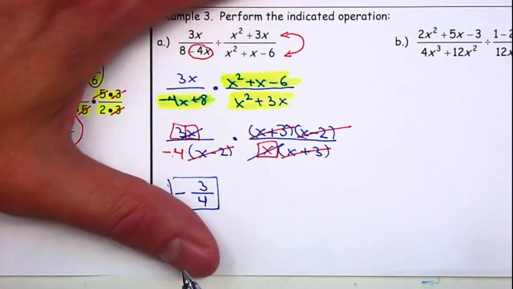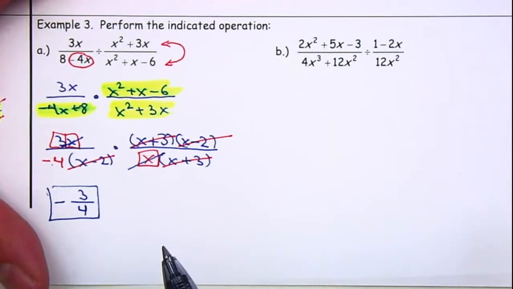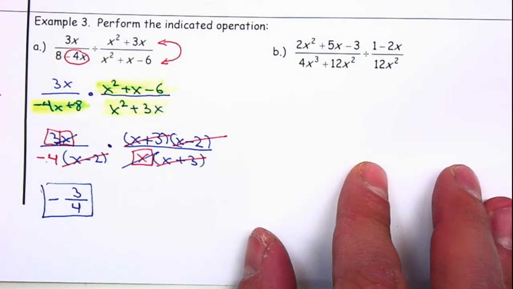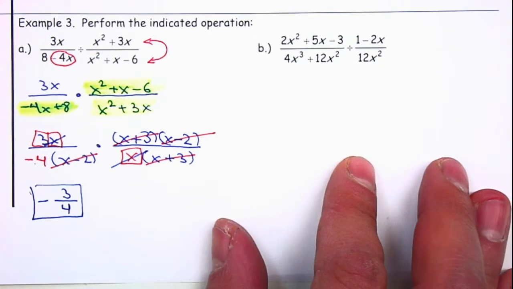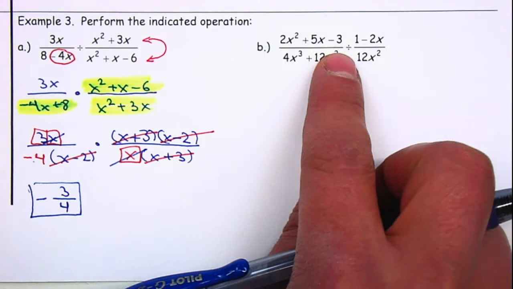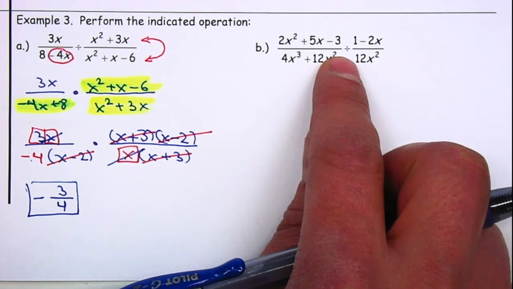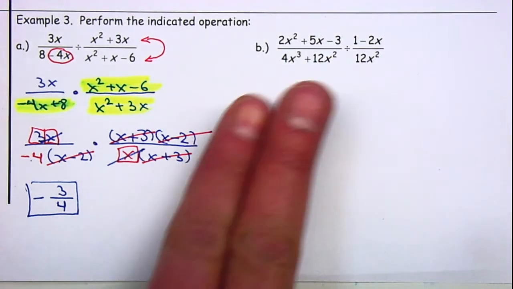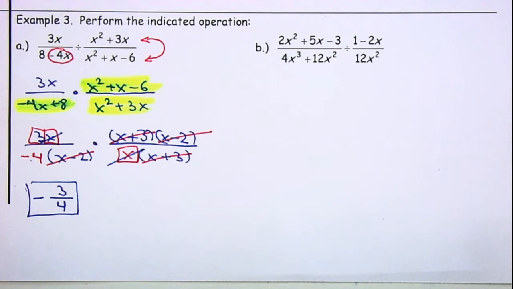Let's continue with letter B. On letter B, we also have a division. So go and see if you can do it by yourself. Go and pause it, try it by yourself, see what you get, and we can compare answers.